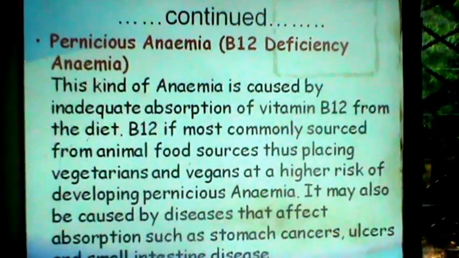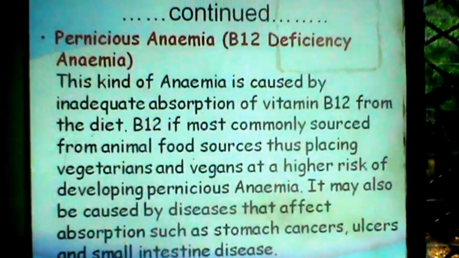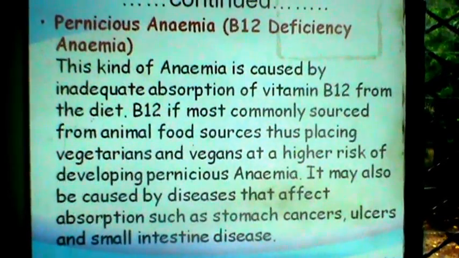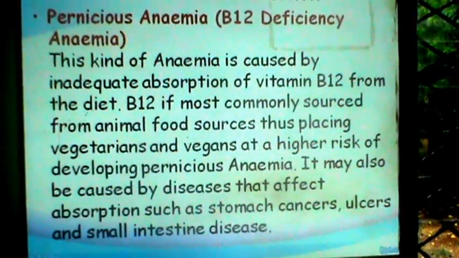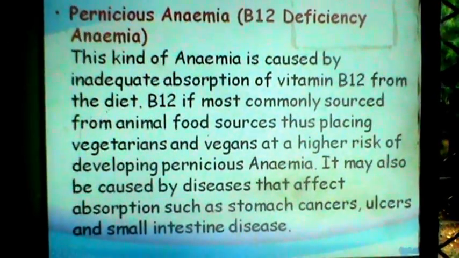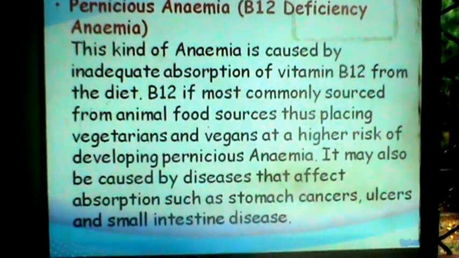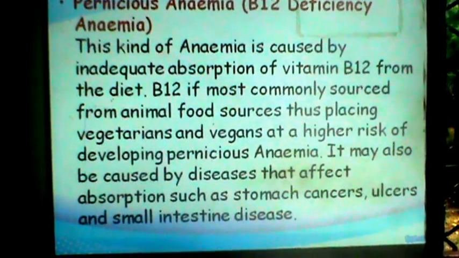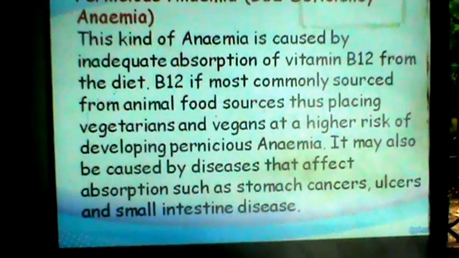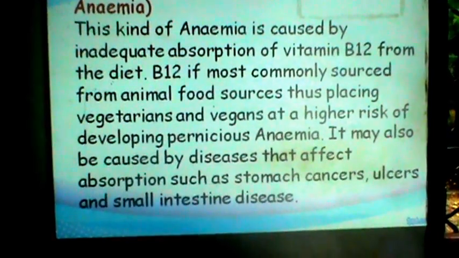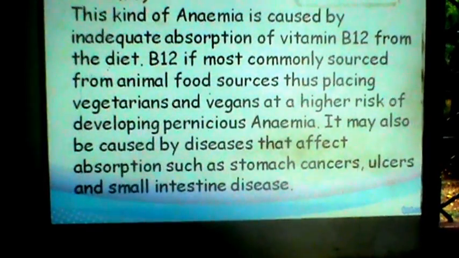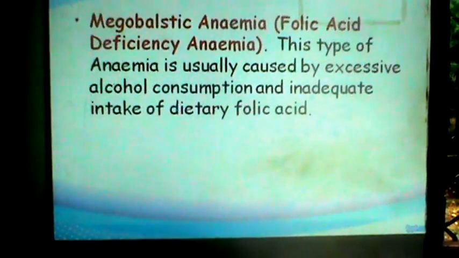The second type of anemia is what we call pernicious anemia, or vitamin B12 deficiency anemia. This kind of anemia is caused by inadequate absorption of vitamin B12 from the diet. Vitamin B12 is normally obtained from animal food sources, and so it places vegetarians and vegans at higher risk of developing this kind of pernicious anemia. Pernicious anemia can also be caused by diseases that affect absorption, such as stomach cancers, ulcers, and small intestine diseases.